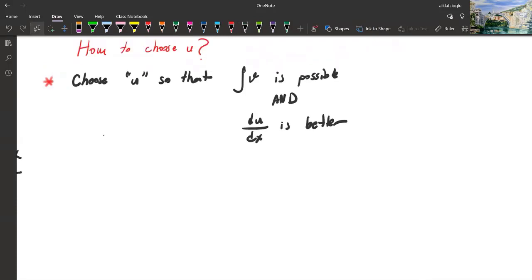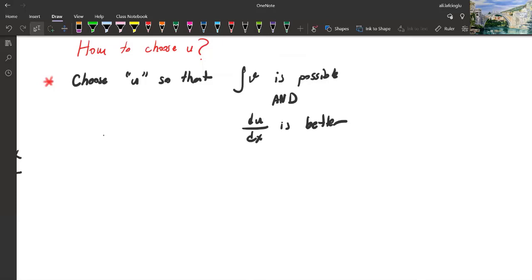When you are choosing u, you need to check both of the functions. There will be a product of two functions. The remaining part will be the second part. You need to take the integral of that part. If you can take the integral of the second part easily, it's okay. And when you take the derivative of u, it should be a simpler function.